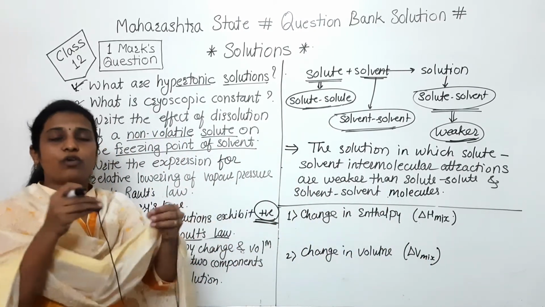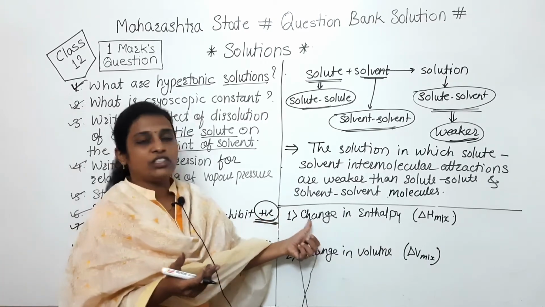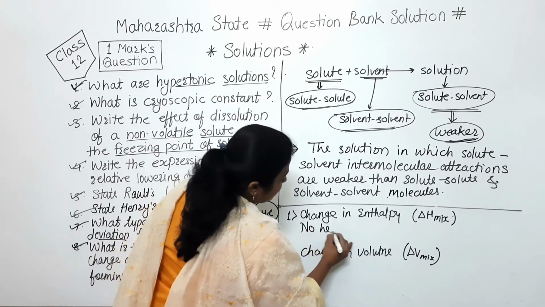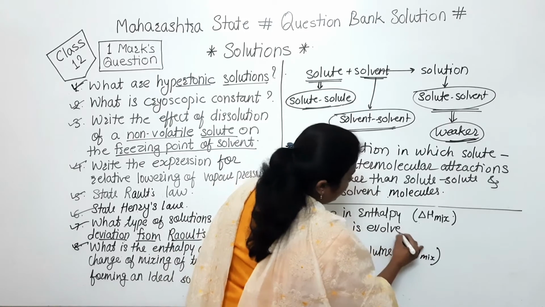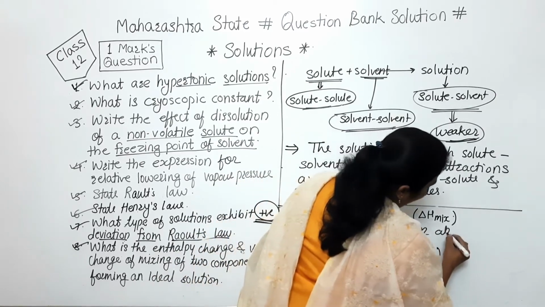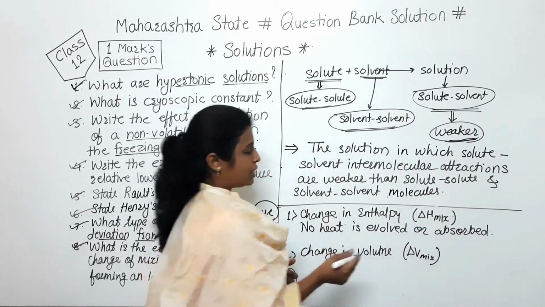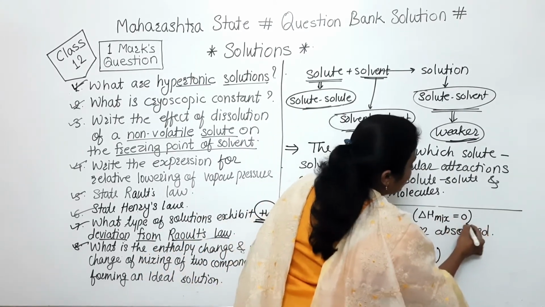See, when two components are added to form an ideal solution, what will be the change in enthalpy? At that point we can say that no heat is evolved and no heat is absorbed. That is nothing but delta H mix is equal to 0.